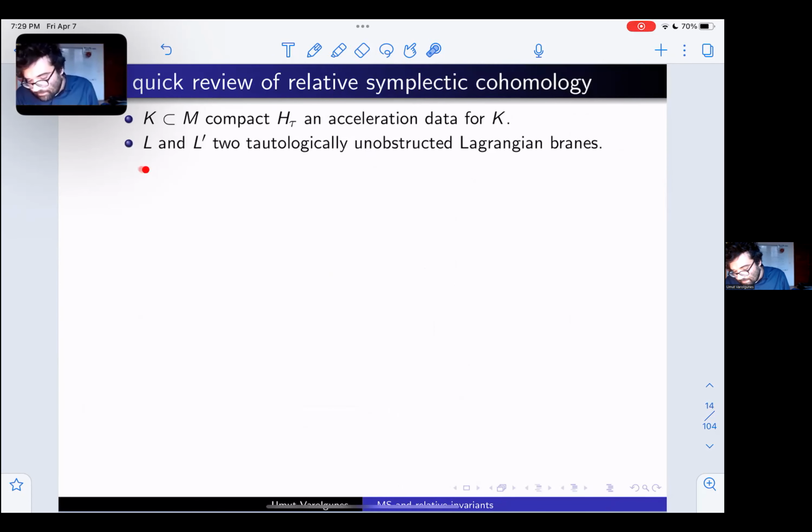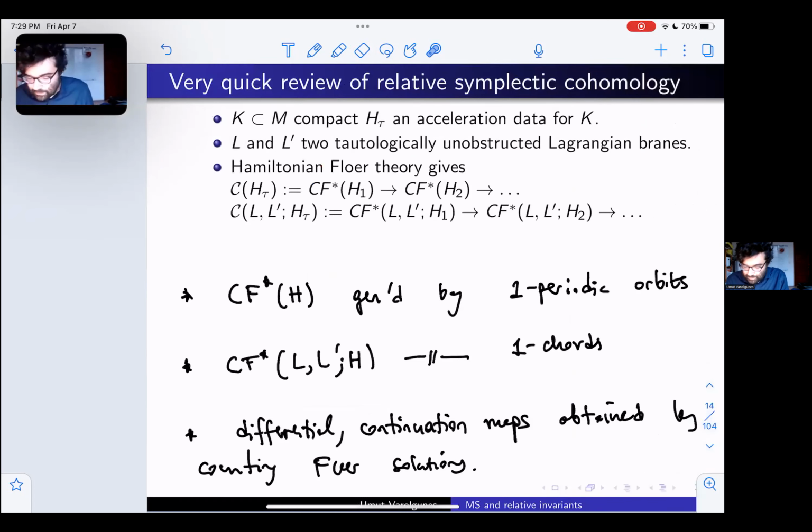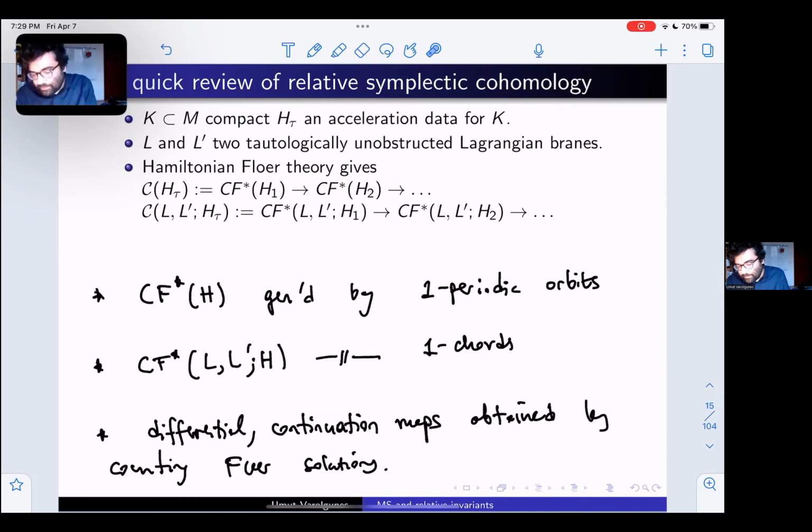And I can also fix two Lagrangians. These Lagrangians can be the same or different, but for simplicity now I'm going to assume that they are tautologically unobstructed. So now, doing Hamiltonian Floer theory, I obtain these two diagrams of chain complexes. For each Hamiltonian, I can talk about its Hamiltonian Floer homology, which is generated by the one periodic orbits of this Hamiltonian, and there's a differential obtained by counting solutions of the Floer equation. Similarly, if I have a pair of Lagrangians, instead of looking at one periodic orbits, I look at one chords.